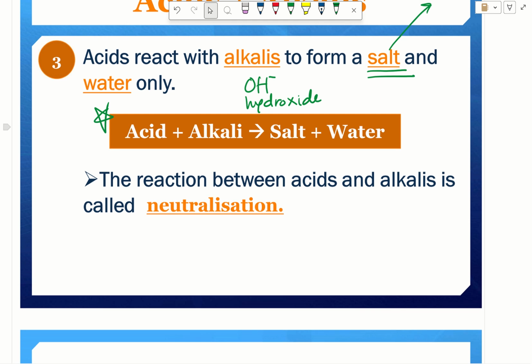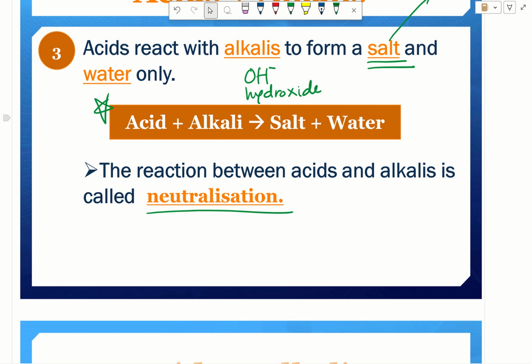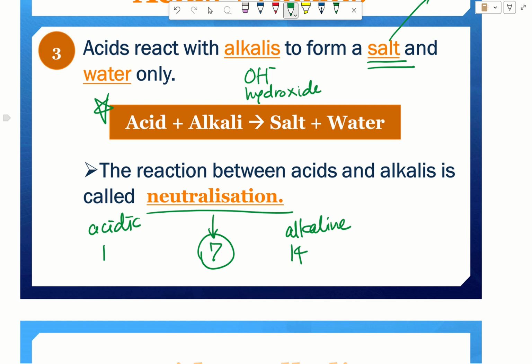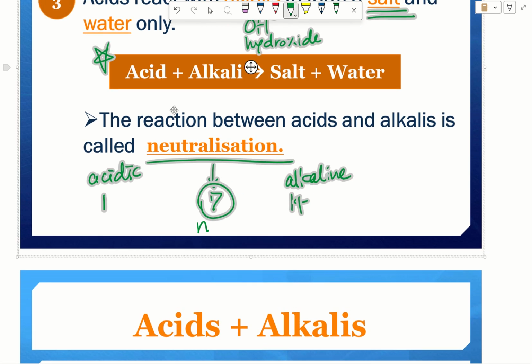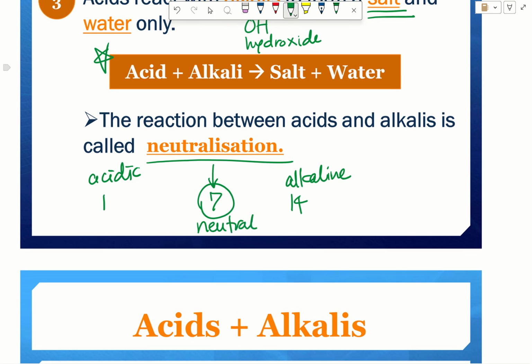And this has a special name called neutralization, because later on when we are doing pH, which is how acidic or how alkaline something is, something that is neutral is 7. 14 is very alkaline, and 1 is very acidic. So the number between 1 to 14 is 7. This is neutral. We will touch on this in the next set of slides.